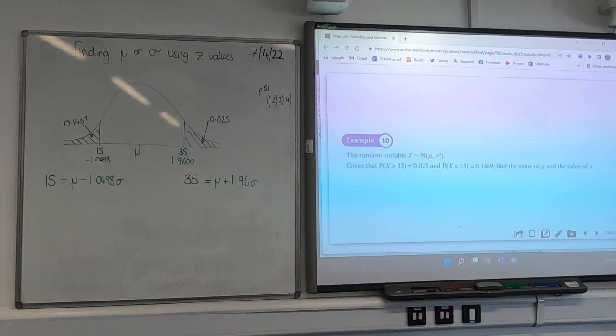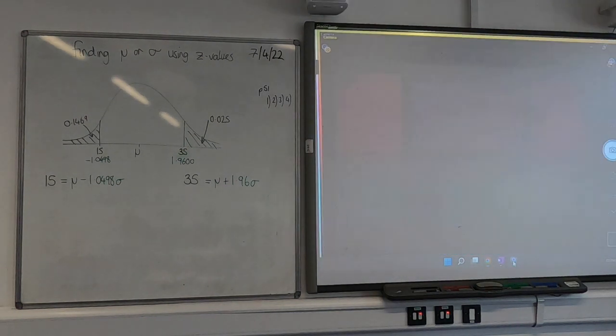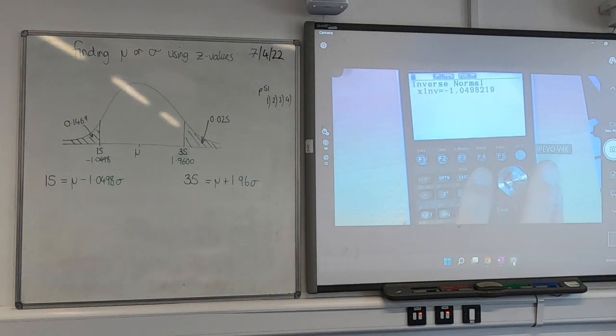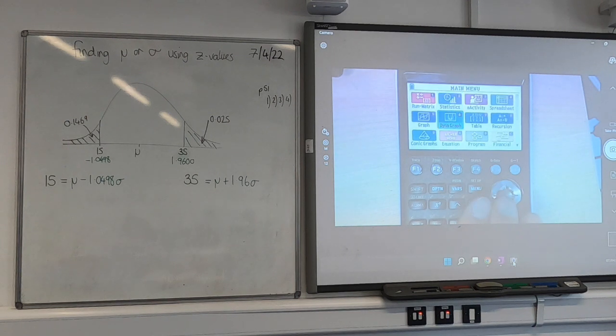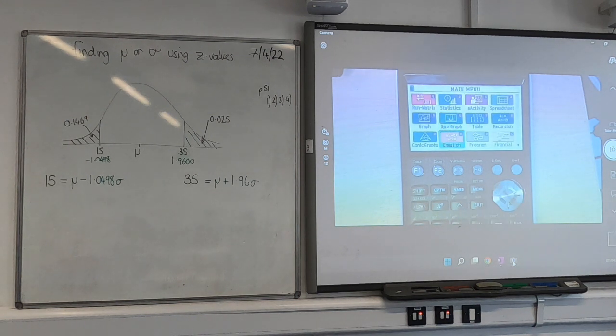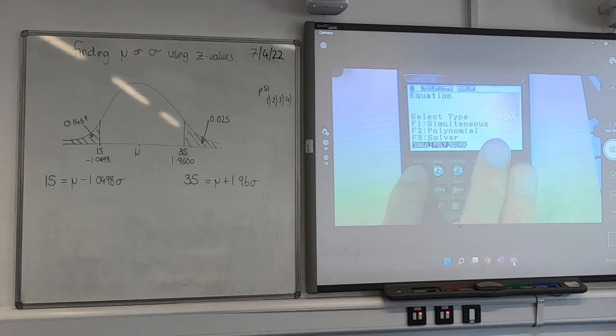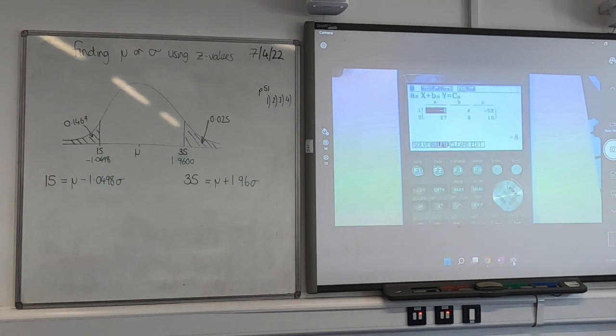Don't forget, you've got the option, and the examiner got back to me and confirmed that this is still okay, of solving that simultaneously. The simultaneous equation function only knows about x and y. I've got mu and sigma. But I'm going to enter those calculations.